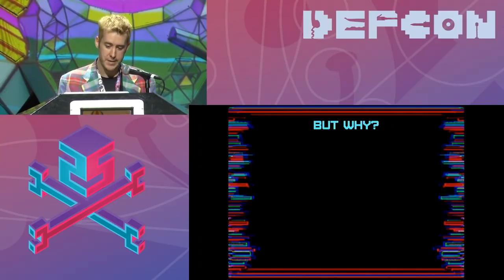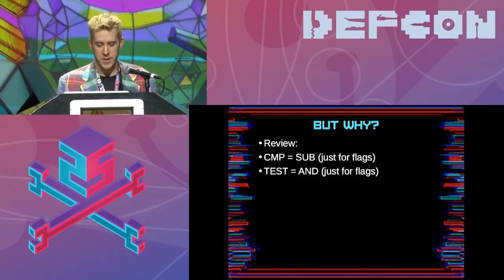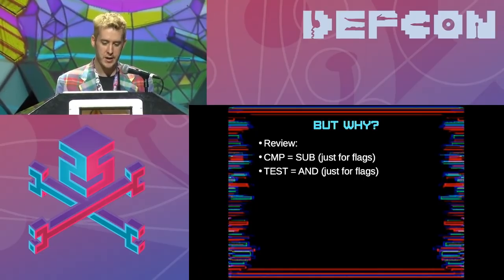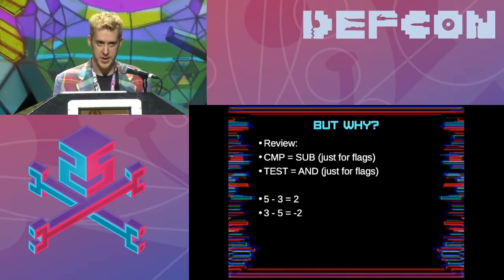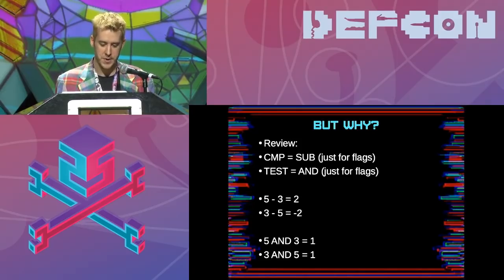So why is that? Well, with compare and test, compare is like a subtraction, but it doesn't do the subtracting. It just sets the flags. Test is like an AND, but it doesn't do the ANDing. It just sets the flags. Compare, if we were to look at doing a subtraction, if we do 5 minus 3 or 3 minus 5, like we switch them around, the result is different. Whereas with test, if we switch those around, it's the same thing either way. Hence, why you only need one encoding.